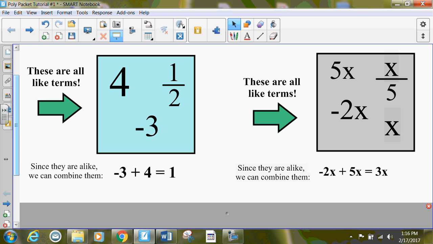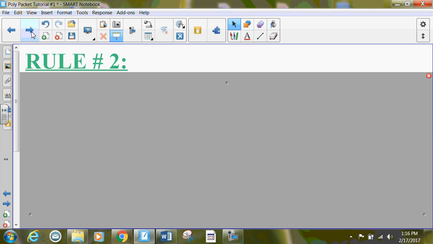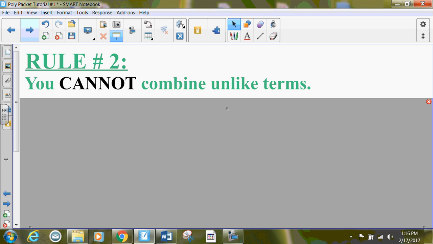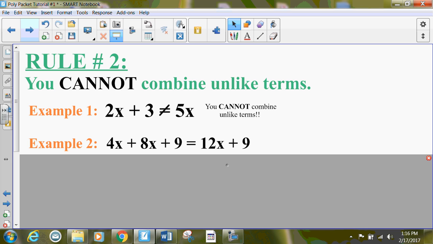So it would make sense then that if rule number 1 is that you can only combine, add or subtract, like terms, then rule number 2 is just the reverse of that. You cannot combine unlike terms. You need to be reminded of this because sometimes people forget. 2x plus 3 is not 5x. That's like saying 2 pianos plus 3 equals 5 pianos. No, that's crazy.